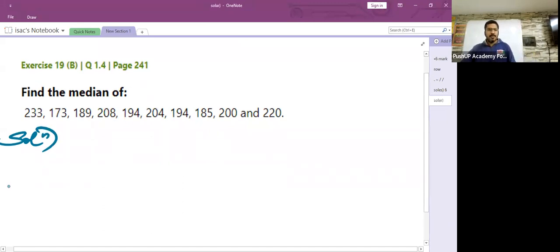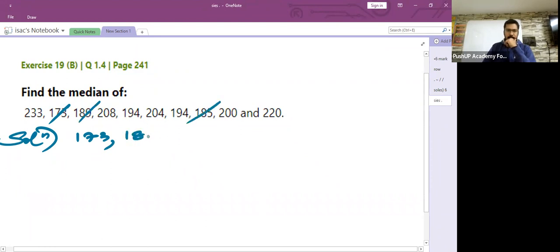You had to first of all arrange these observations in ascending order. You all did that, no? The first number is what? 173. The second number is what? 185. Okay. And then comes 189.